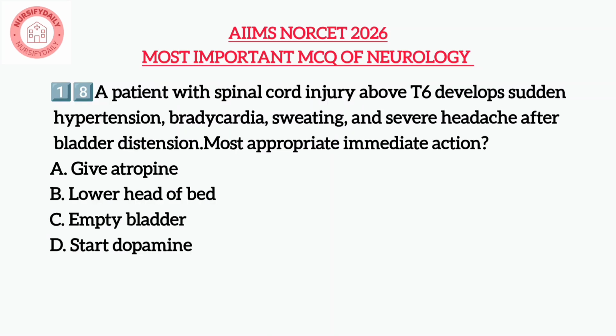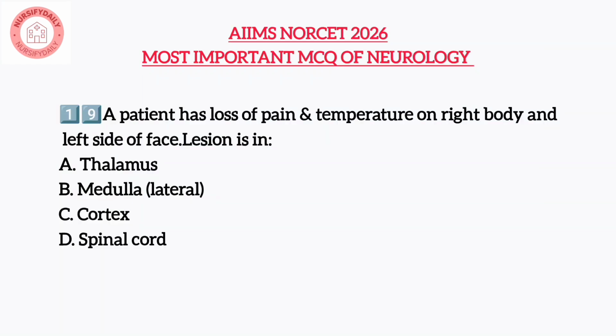A patient with spinal cord injury above T6 develops sudden hypertension, bradycardia, sweating, and severe headache after bladder distension. Most appropriate immediate action: A. Give atropine, B. Lower head of bed, C. Empty bladder, D. Start dopamine. A patient has loss of pain and temperature on right body and left side of face. Lesion is in A. Thalamus, B. Medulla lateral, C. Cortex, D. Spinal cord.